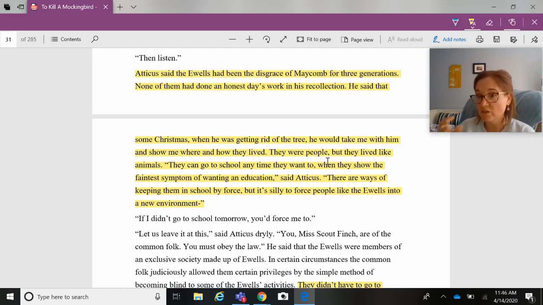So this is information we need to be filing away. We're learning about the Yules. We're learning about the Cunninghams. We need this information to understand this book.